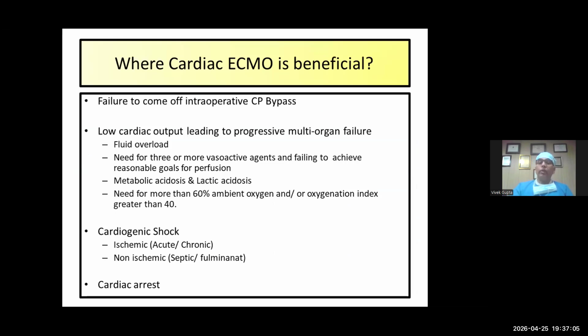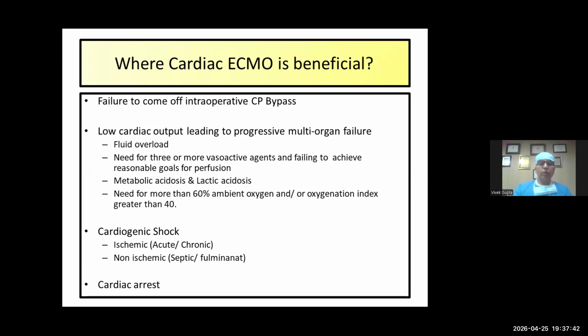So where is this VA ECMO beneficial? In the operation room, the basic concept started with the post-operative setting, especially the pediatric population, where people were not able to come off cardiopulmonary bypass. They used to put these patients on extended cardiopulmonary bypass support. The concept basically started for any low cardiac output state leading to progression to multi-organ failure, with high vasopressors, worsening tissue perfusion, and metabolic acidosis and lactic acidosis.